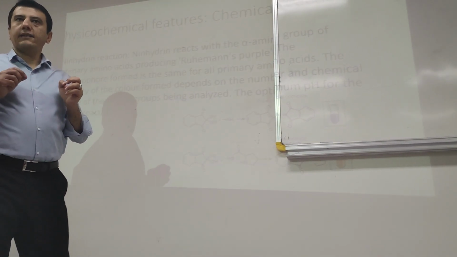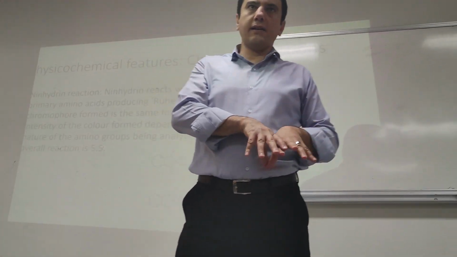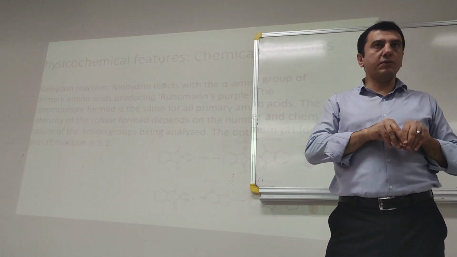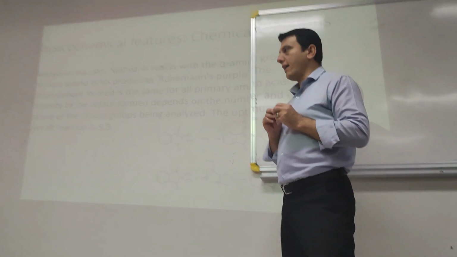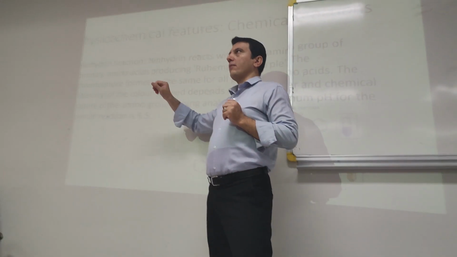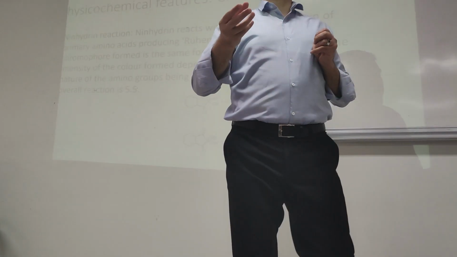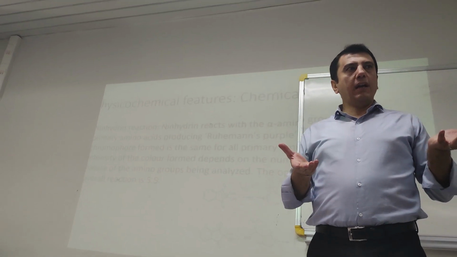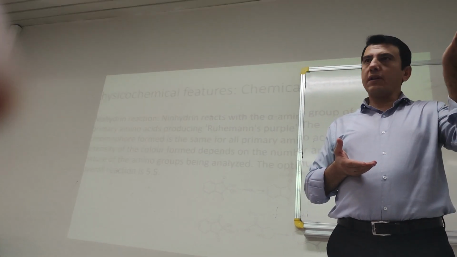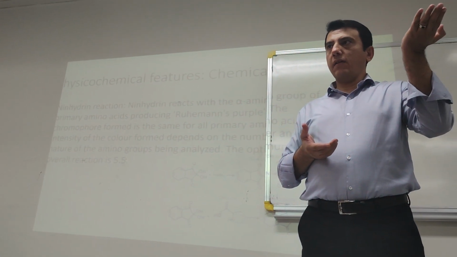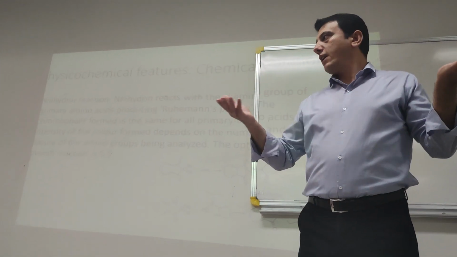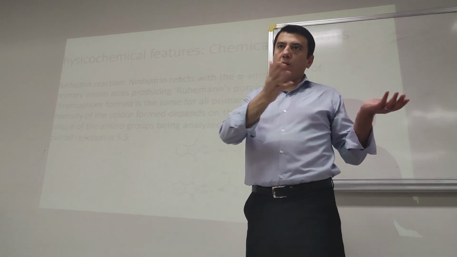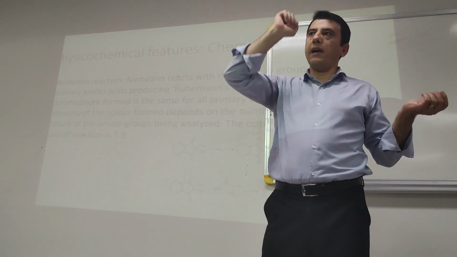The intensity, the density of the color which is produced, I mean the density of purple, depends on the concentration of amino acid in that solution. For example, if the concentration of amino acid is higher in a solution, then the intensity of that color will be higher.